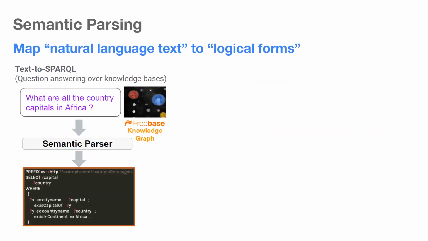Semantic parsing is the task of mapping natural language text to logical forms. It has several applications ranging from question answering over knowledge bases, which require converting questions in a natural language to executable SPARQL queries.